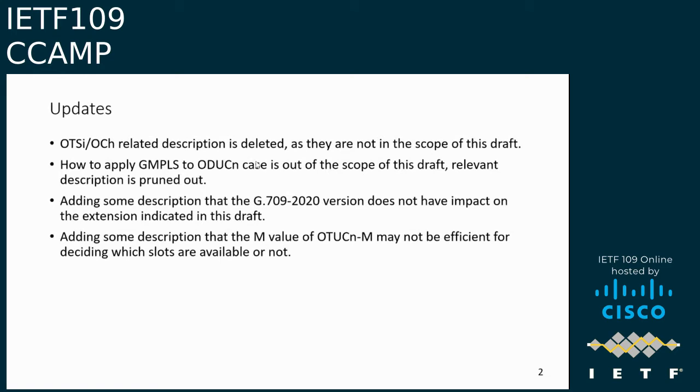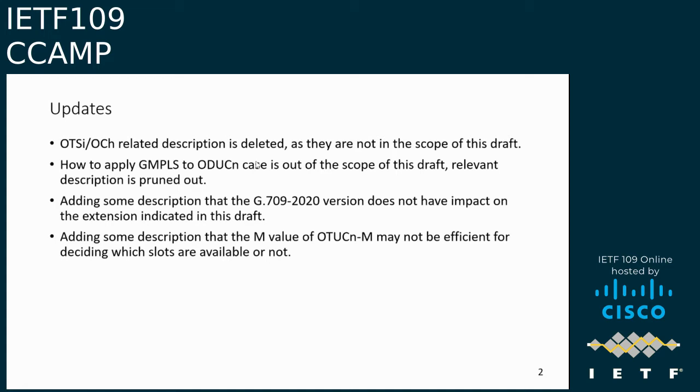Hear me? I think so. Yep. Okay. I have a comment on the last bullet. You mentioned M value may not be efficient. My question is, what additional information is needed or what is missing? I think this kind of thing should be described in this draft. Otherwise, it's not clear, right?